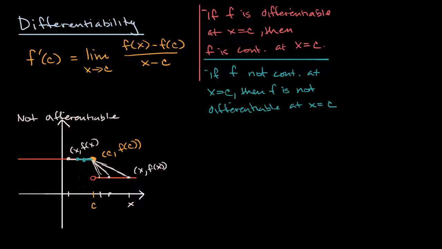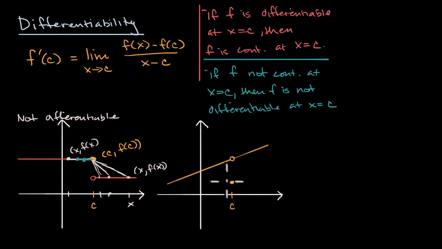Let's look at another case. Let's look at a case where we have what's sometimes called a removable discontinuity or a point discontinuity. So once again, let's say we're approaching from the left. This is x.